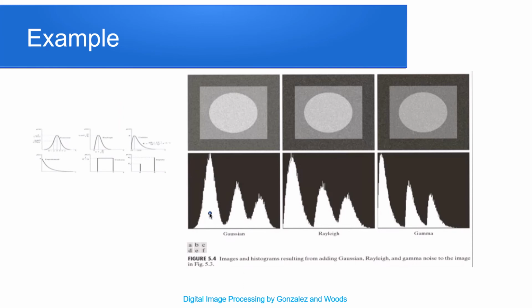These are the examples for Gaussian, Rayleigh and gamma noise. We can have a combination of noise also. Example, the circle may be affected by the Gaussian noise, then maybe the outside of the circle, that is the rectangle, may be affected by the uniform noise, and so on.